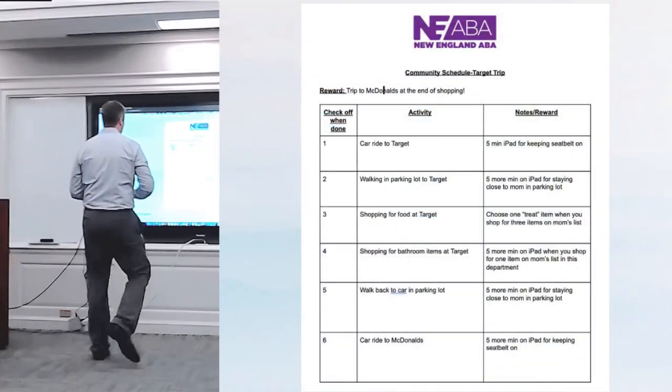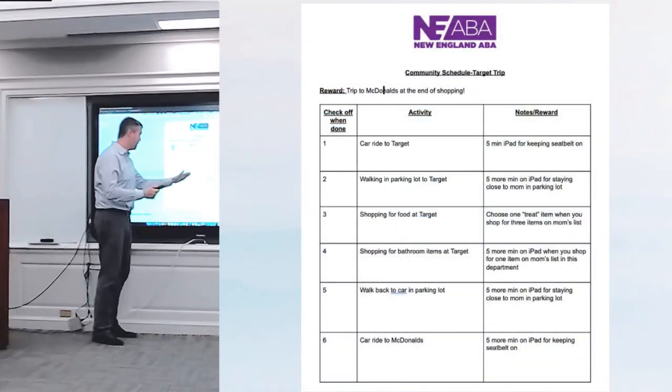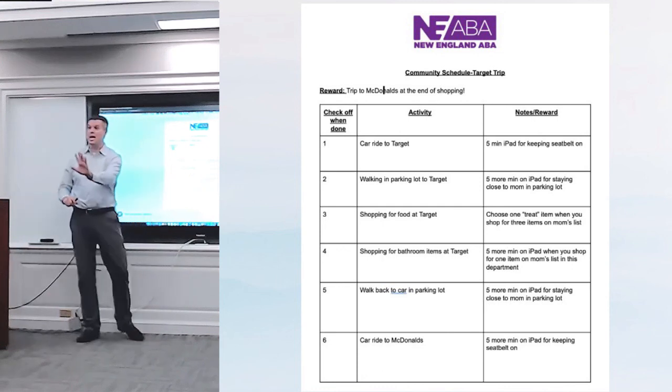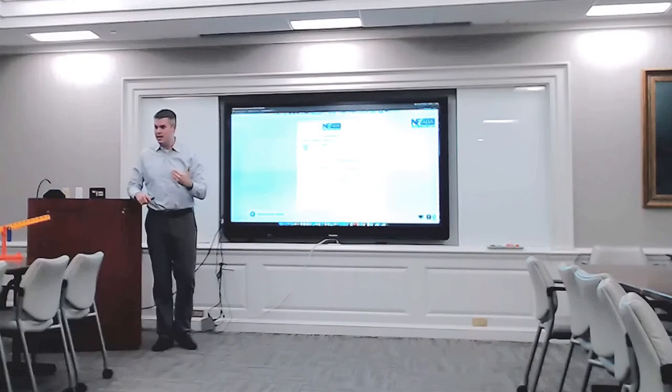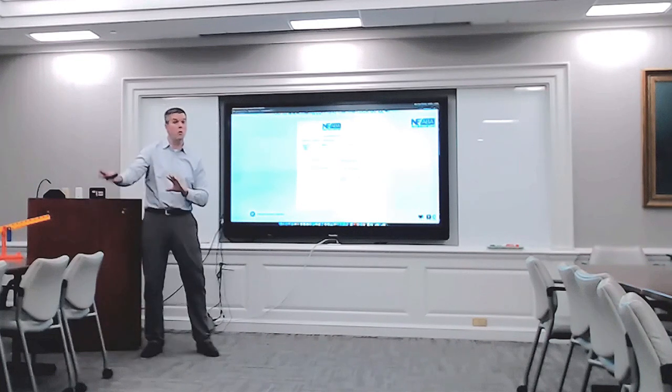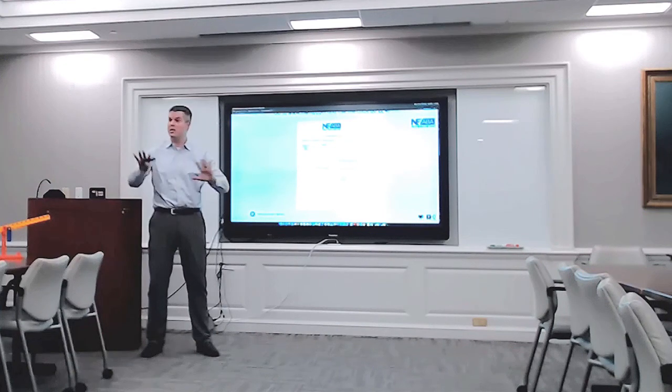Then we go to shop for bathroom items at Target. I do the same thing. Now I bring the iPad back, okay? And we shop for one item, right? Now remember, this is just a sample, an example. What I want you to get from this is that I'm taking a trip and I'm coming up with a plan for the different parts of the trip, and I'm coming up with a way to reward the behavior that I want, or the skill that I want, or whatever I want to have happen.